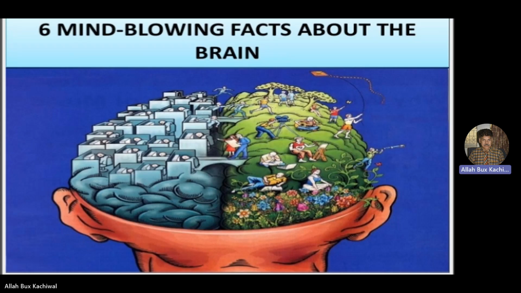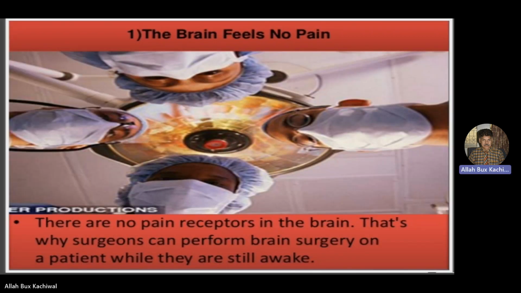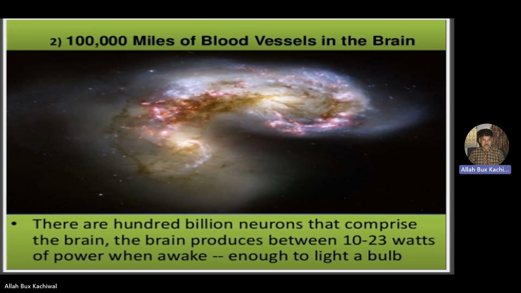There are six mind-blowing facts about the brain. Number one, the brain feels no pain. There are no pain receptors in the brain. That's why surgeons can perform brain surgery on patients while they are still awake. There are 1 lakh miles of blood vessels in the brain. There are 100 billion neurons that comprise the brain. The brain produces between 10 to 23 watts of power when awake, enough to light a bulb.